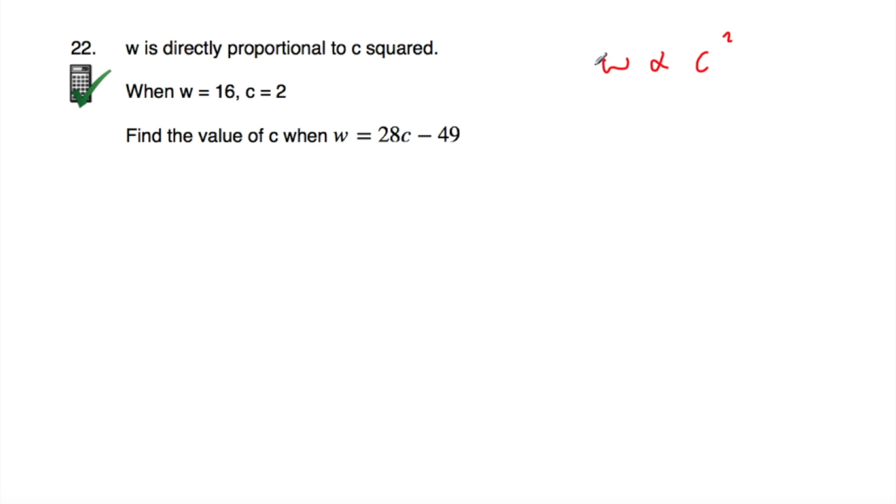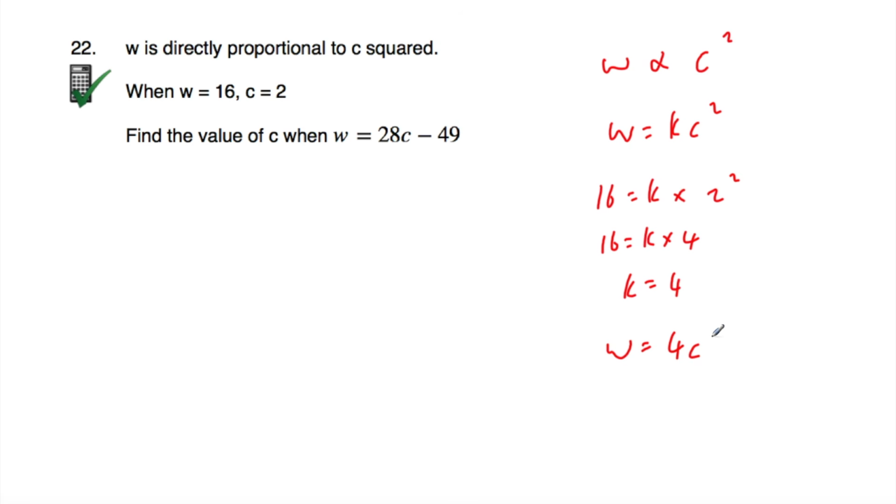Okay, so here we've got the relationship. Let's replace the proportionality symbol with the constant of proportionality. So w is equal to k times c squared. Now, let's find out what k is by using this information. So 16 is equal to k multiplied by 2 squared. And 2 squared is equal to 4. And dividing by 4 gives us that k is equal to 4. So that means if we put that back into our equation, we're going to get that w is equal to 4c squared.